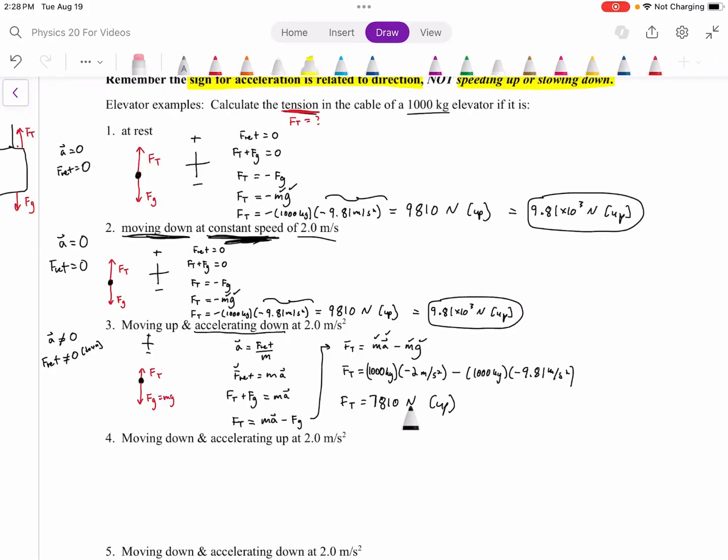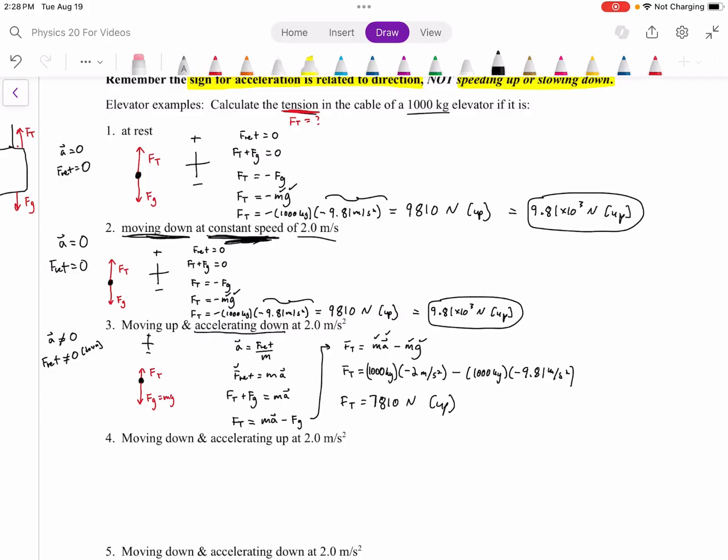Now look at this, right? It's smaller than when the elevator wasn't accelerating, like we predicted. Ft is no longer canceling out Fg, it's a little bit smaller. Sure enough, we're getting that the tension is smaller than when tension just equaled Fg.